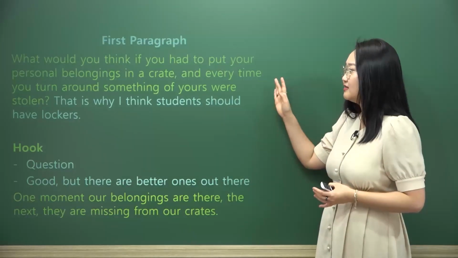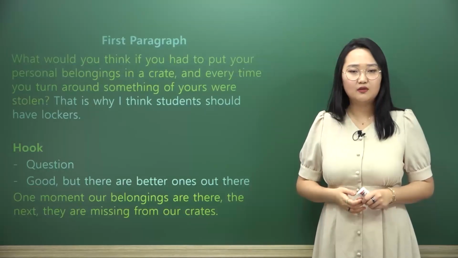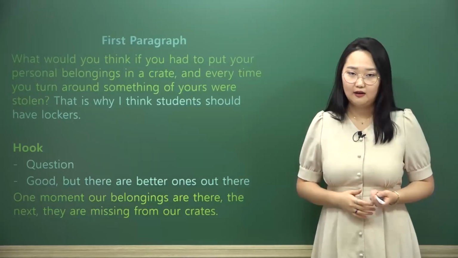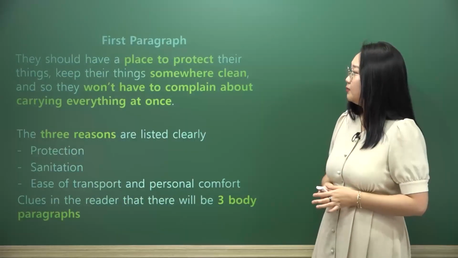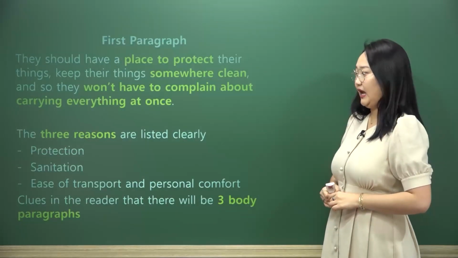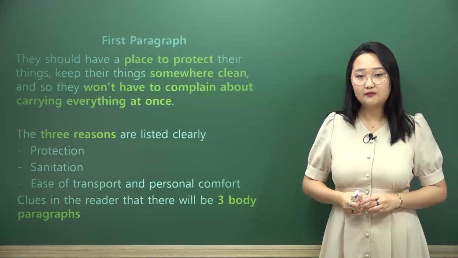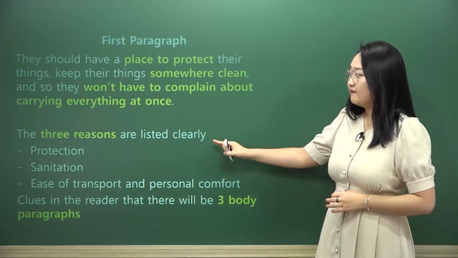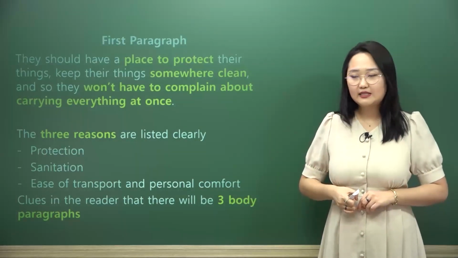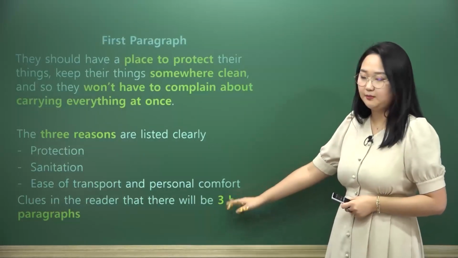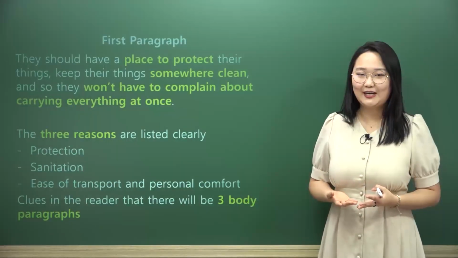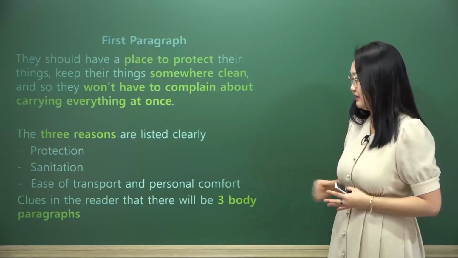We want lockers because the student is asking, how would you feel if something of yours was stolen? Of course, we'd feel bad. That's what the question wants us to think, and so that's why we need lockers. They should have a place to protect their things, keep their things somewhere clean, and so they won't have to complain about carrying everything at once. So we have our 3 reasons for this argument in particular: protection, sanitation, and ease of transport and personal comfort. Ease of transportation and personal comfort go hand in hand, because not having to carry your books is a personal comfort, and that's why I listed it this way.